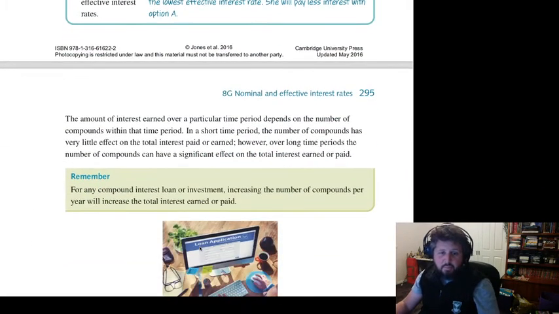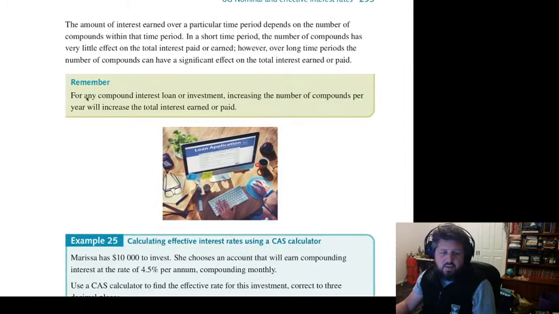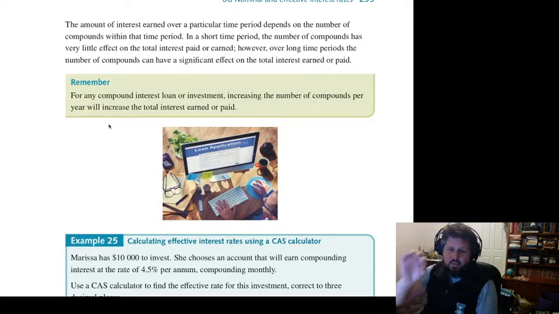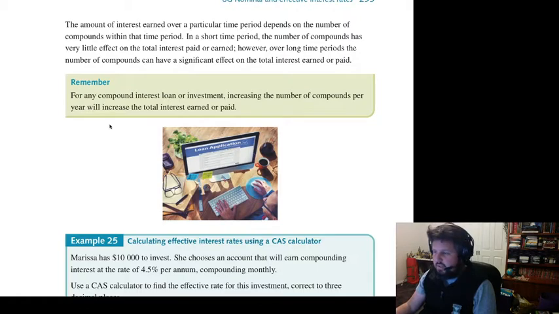Hey, there's a fun bubble box. It says here, watch out: for any compounding interest, loan or investment, increasing the number of compounds per year will increase the total interest earned or paid. So the more there are, the more interest is earned or you have to pay.